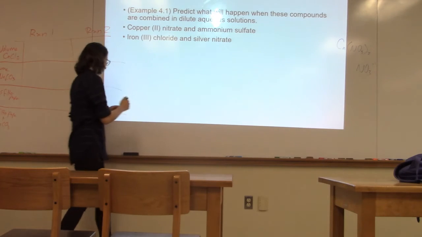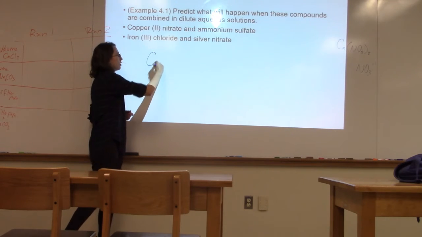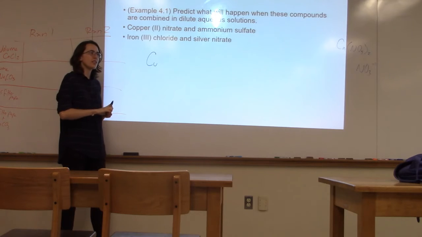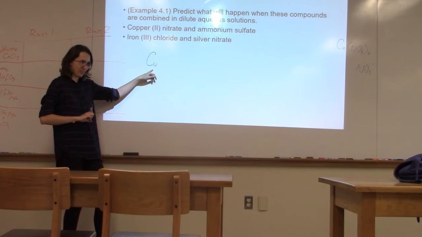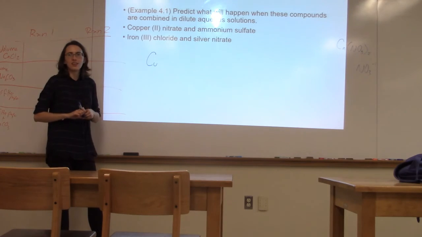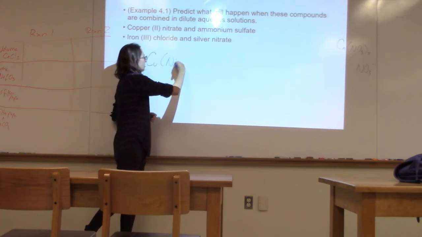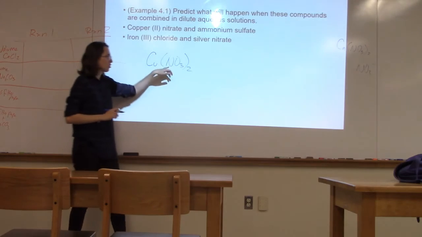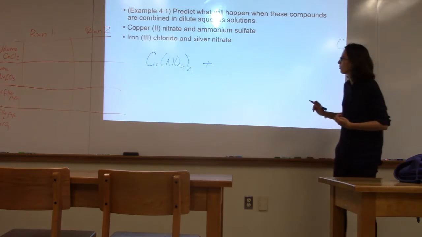Cu2NO3. Remember, what does the 2 mean? It's a transition metal, so it has a charge of 2+, and nitrate has a charge of 1-. So there are 2 nitrates for every 1 copper: Cu(NO3)2. Don't get rusty on these. They are on the final for sure.